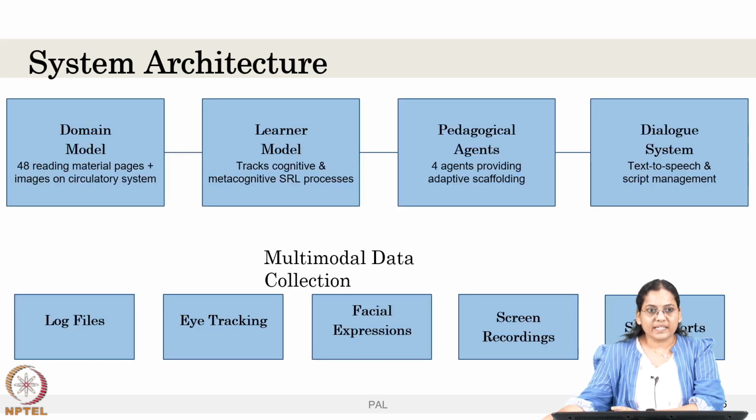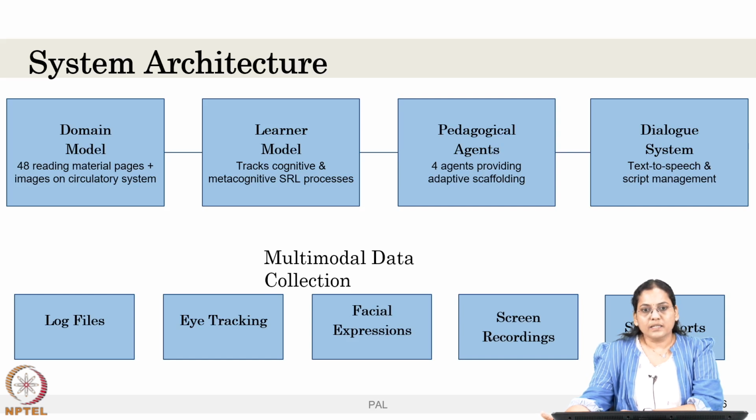Now, this is the basic architecture of the system. As we have already learned in a personalized and adaptive learning environment, different models are working, like the domain model, learner model and pedagogical model. In this system, there is a domain model. The domain is the circulatory system. In the domain model, the system consists of 48 reading material pages plus images on the circulatory system. There is no video, only reading materials and different images of the parts of the circulatory system.